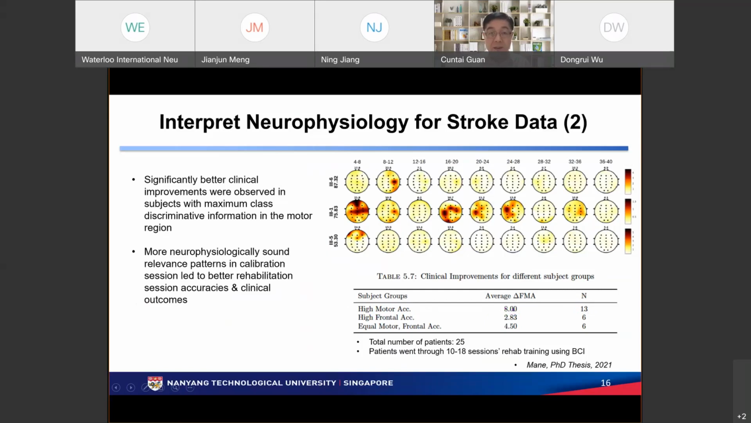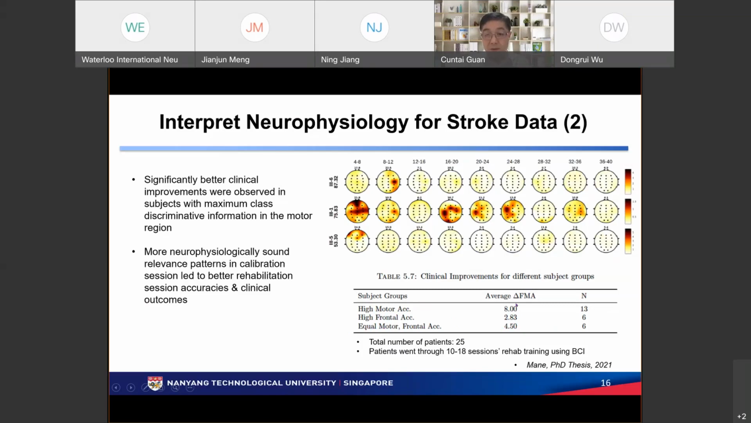The average is 5. Another group has a relatively high accuracy in the frontal area, also the frontal relevance score, and the average improvement is only 2.8, which is not significant. Another group has equal motor and frontal accuracy, and in terms of the relevance score also, the average improvement is 4.5, just on par with the average improvement. So this gives us a very good indication.